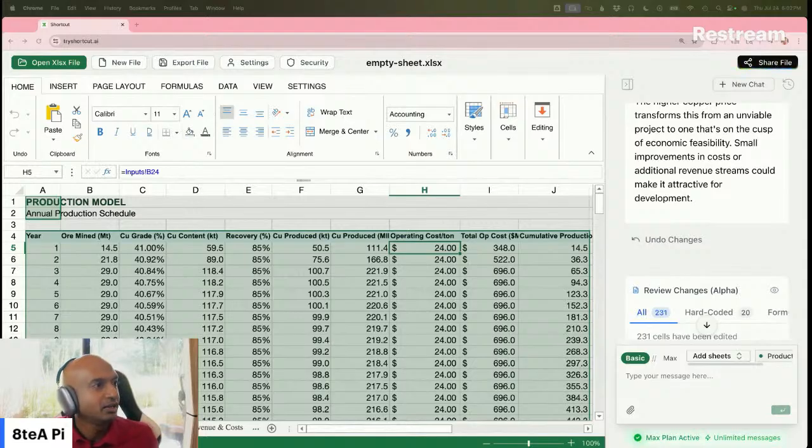So the 2023 PEA shows operating costs 1098. Why did it use operating costs of 24 bucks? All right, let's give it an operating cost of 12 bucks. Let's do an operating cost of $12.